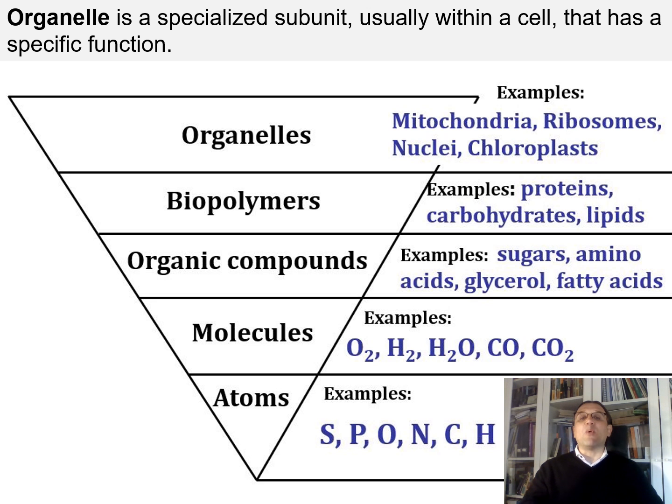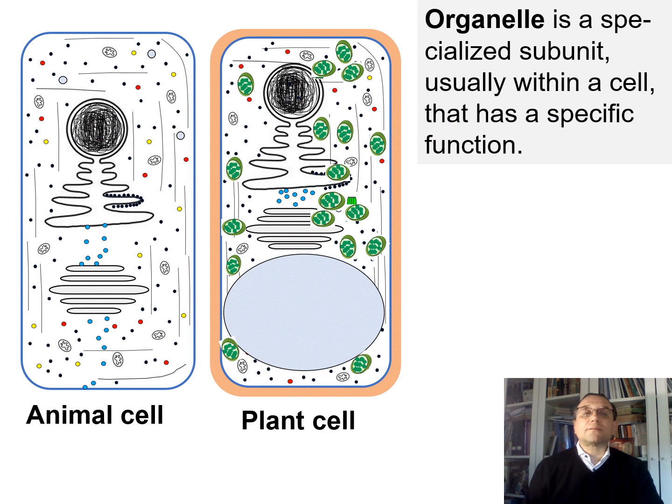Biopolymers make up organelles. An organelle is a specialized subunit, usually within a cell, that has a specific function. Examples of organelles are mitochondria, ribosomes, nuclei, chloroplasts. The name organelle comes from the idea that these structures are part of cells as organs are part of the body. Hence, organelle, the suffix -elle being diminutive. Cells contain a variety of little organs called organelles.